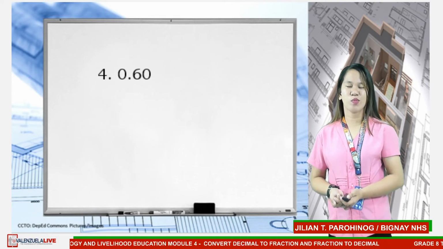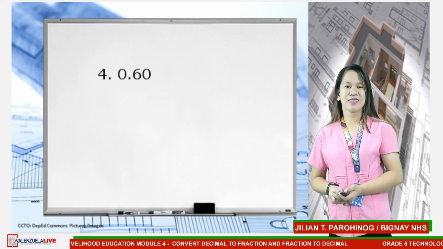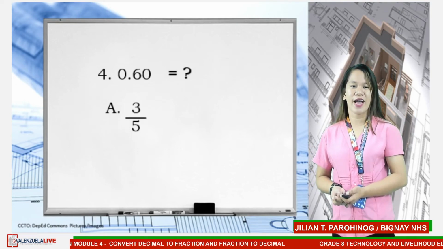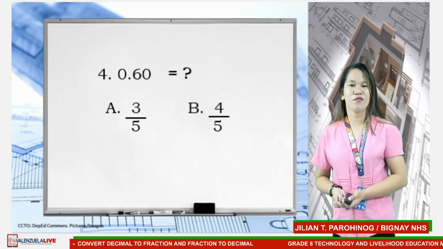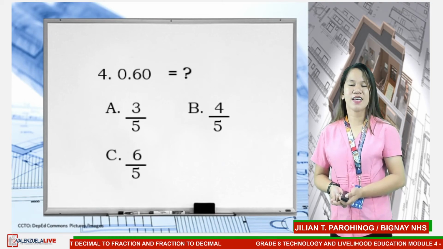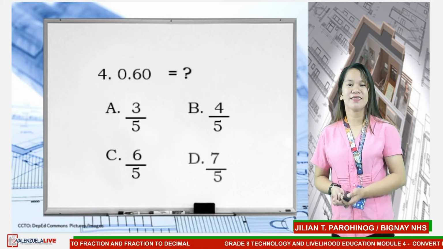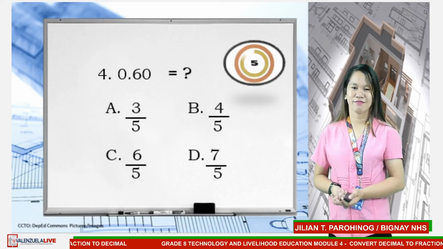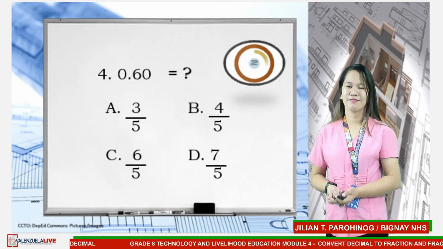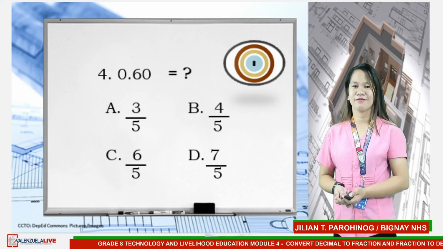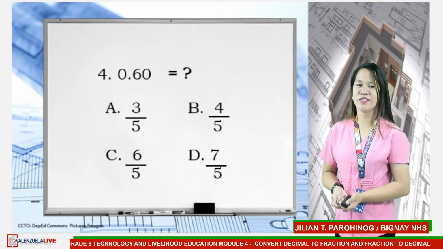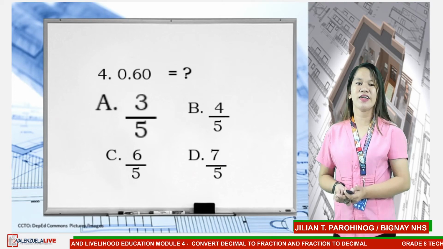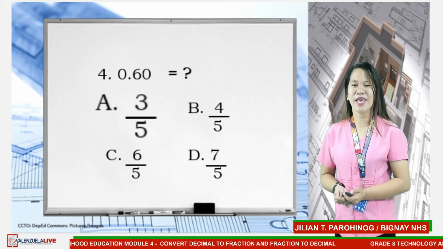Now we have number 4. 0.60 is equals to, is it A, 3 over 5, B, 4 over 5, C, 6 over 5, or D, 7 over 5? Your timer starts now. Time's up. The correct answer for number 4 is letter A, 3 over 5. Amazing!